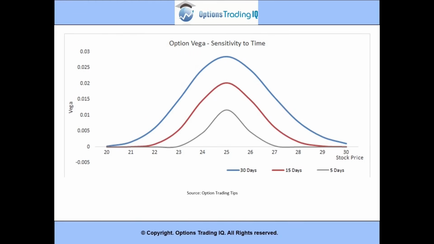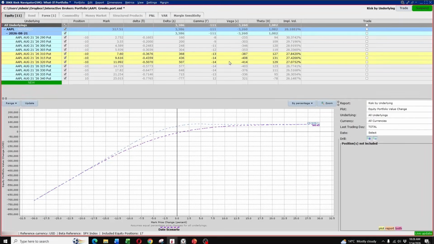Like gamma and theta, Vega is highest for at-the-money options, and it's also higher for longer-dated options. Going back to Risk Navigator, we can again see that the Vega here is highest for the at-the-money options, and it starts to fall away as we go further out of the money.